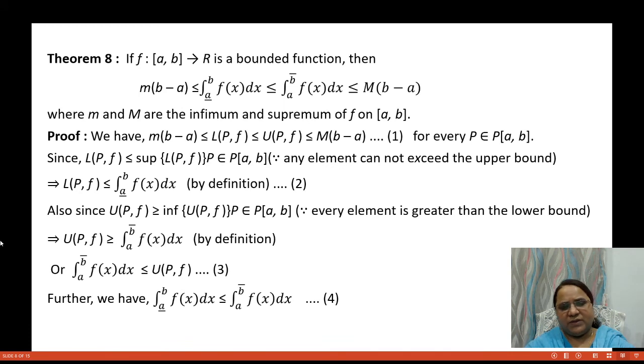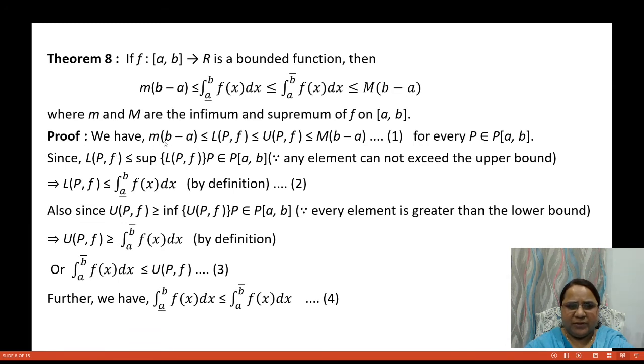In a similar way, we have theorem 8. If f is a mapping from [a,b] to R, a bounded function, then we have to prove this inequality, where small m and capital M are the infimum and supremum. So m(b minus a) is always less than or equal to the lower Riemann integral, which is less than or equal to the upper Riemann integral, which is less than or equal to M multiplied by the difference (b minus a). Now we will prove it.